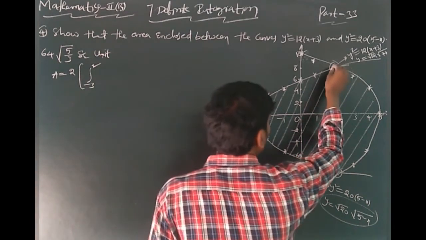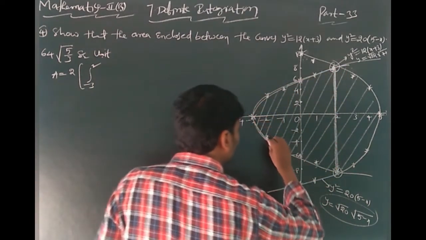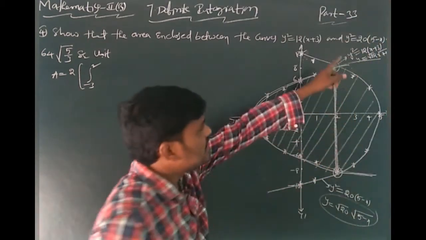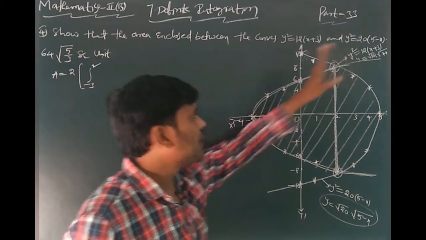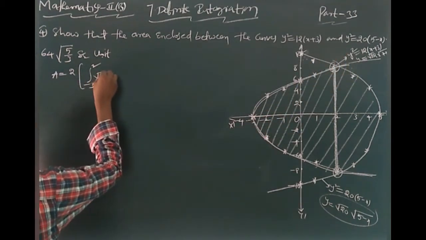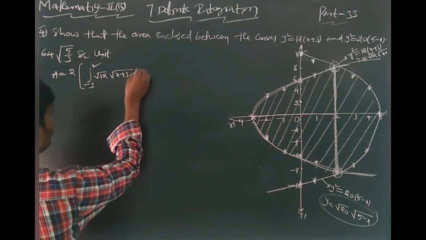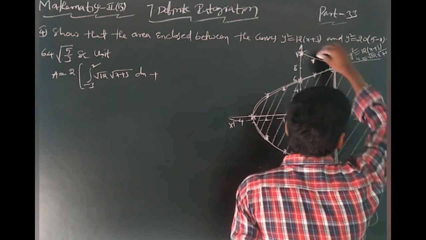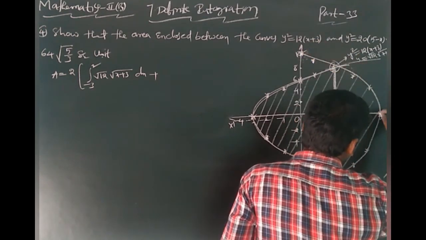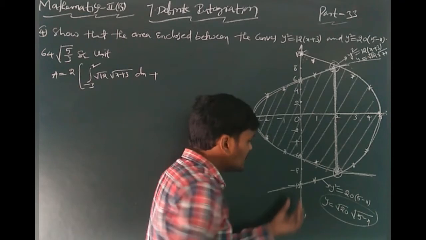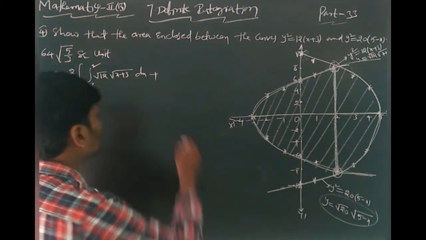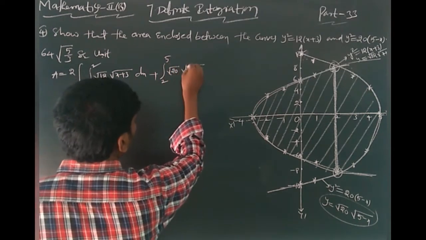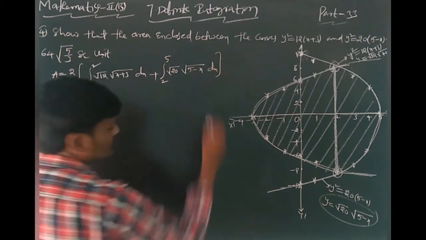Integral minus 3 to 2 has which curve? What is the name of this curve? This curve is y square equal to 12 into x plus 3, that is y is equal to square root of 12 into square root of x plus 3 into dx, plus. Next, 2 to 5. In this 2 to 5 interval, there is only this one curve. This curve is y is equal to square root of 20 into square root of 5 minus x into dx. Understood or not, students?